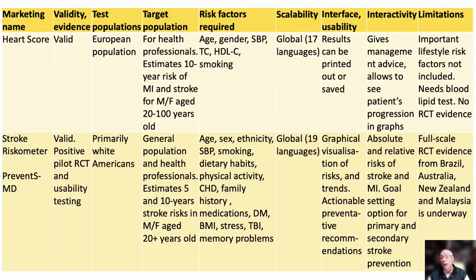And only two apps, Stroke Riskometer and Prevents, are specifically designed for both primary and secondary stroke prevention and applied motivational primary prevention strategy regardless of the level of stroke or cardiovascular disease risk. Therefore, bridging the gap between high absolute cardiovascular disease risk and population-wide primary prevention strategies.